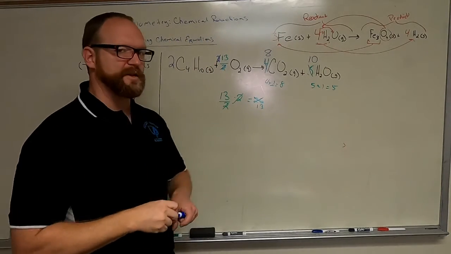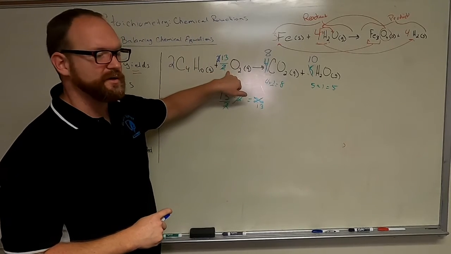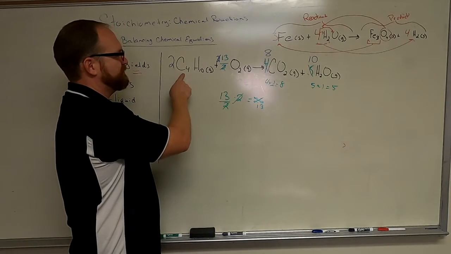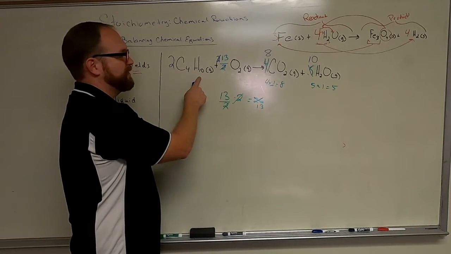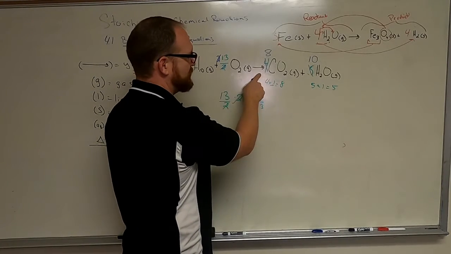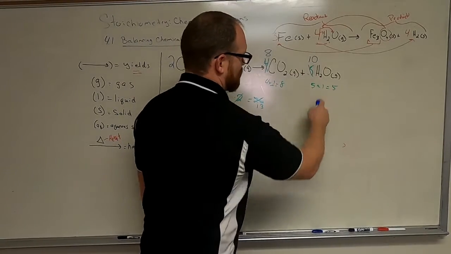And you see what happens now is I no longer have 13 over 2. I have 13. So I have 2 C4H10 or butane molecules. I have 13 O2. Then those are going to react and yield 8 CO2 molecules and 10 H2O molecules.